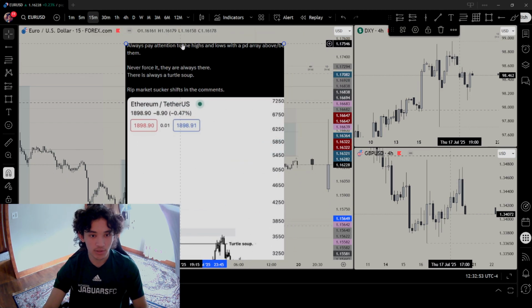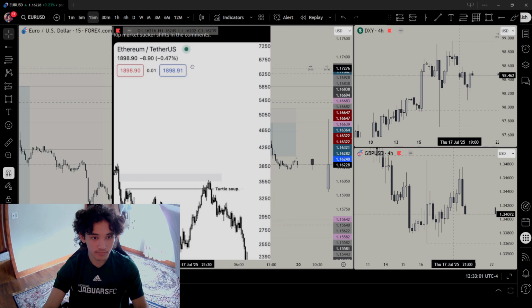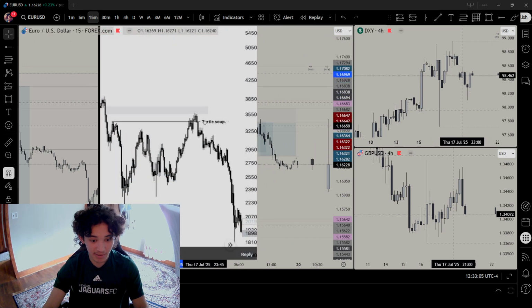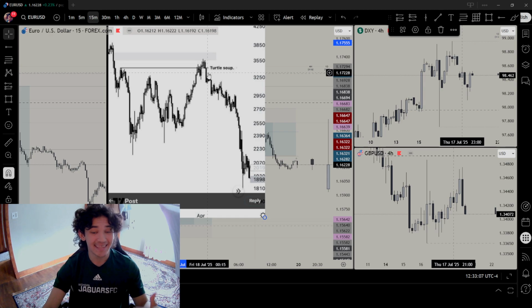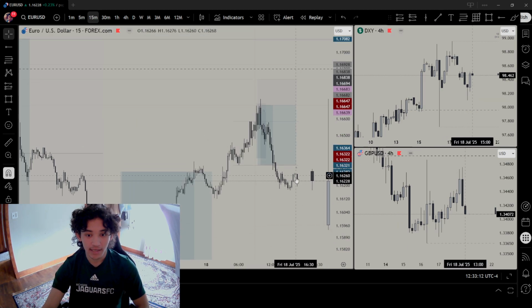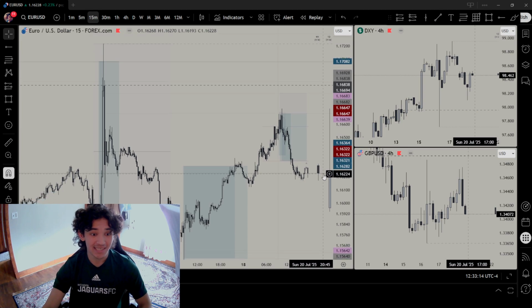Always pay attention to the highs and lows with a PD array above or below them. I will force it, they're always there. There is always a total soup. You can see above this old high, there's a fair value gap. Clean total soup. In this case, this is the daily time frame, right? A very high time frame. So yeah, let's give a new way of entering, which is that's a high probability total soup.